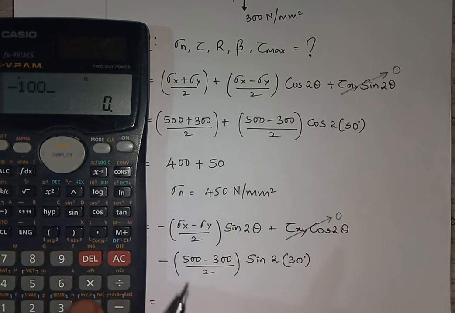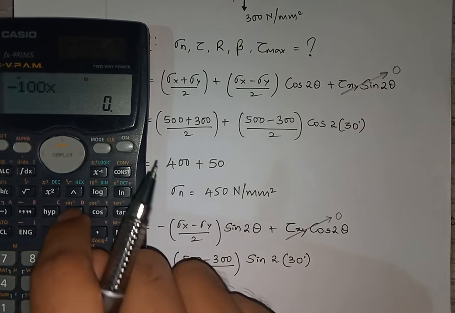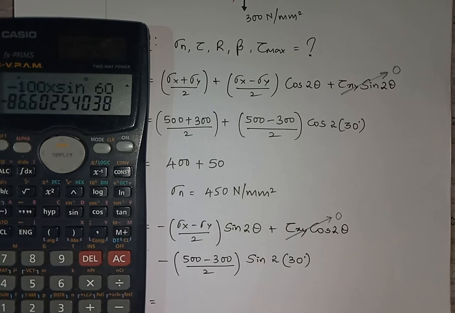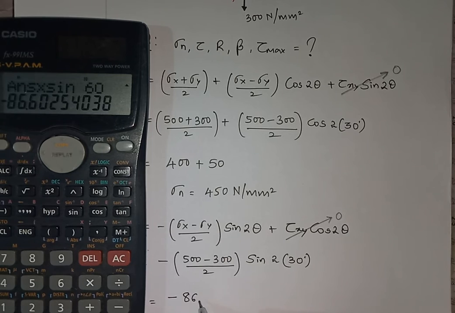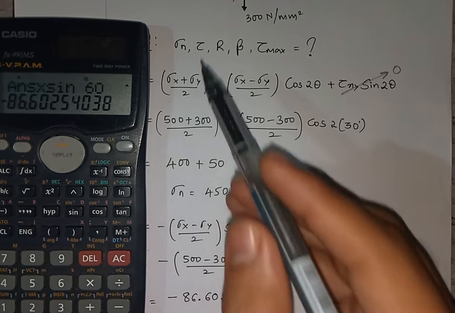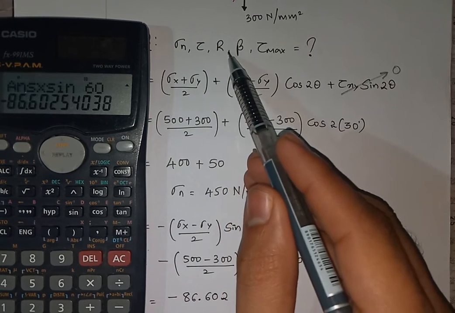into sine 60 degrees, so it gives me minus 86.602 Newton per mm square. Right, so I am done with sigma n, I am done with tau. Next I will be going for resultant. I need to find out the resultant.